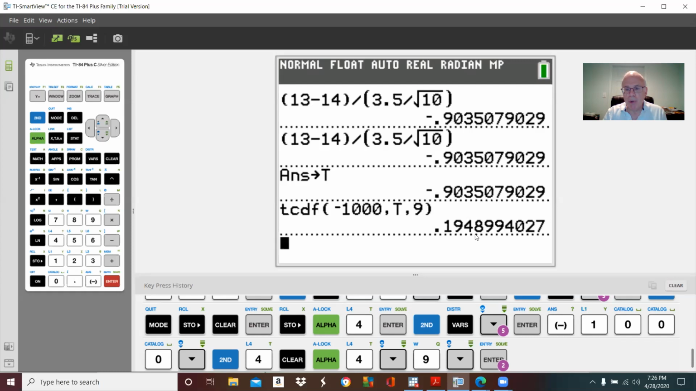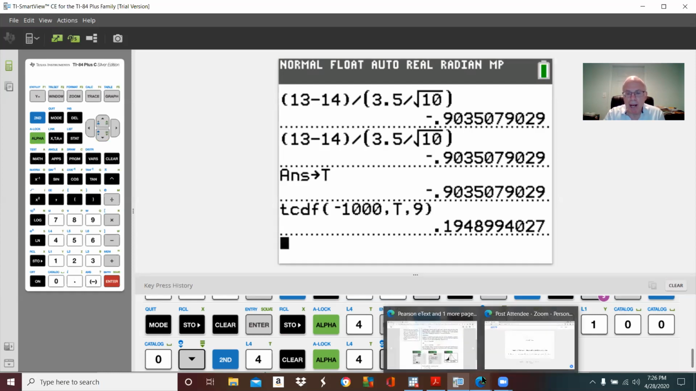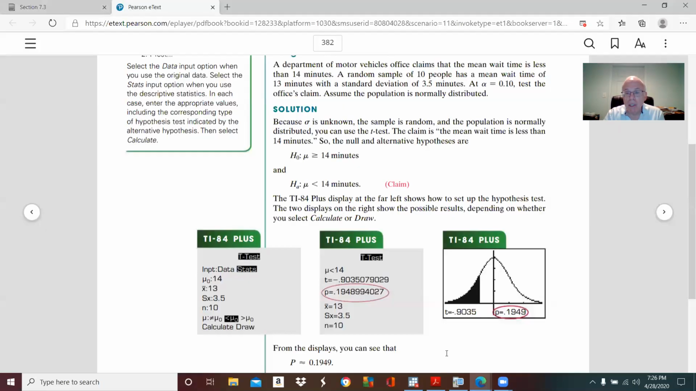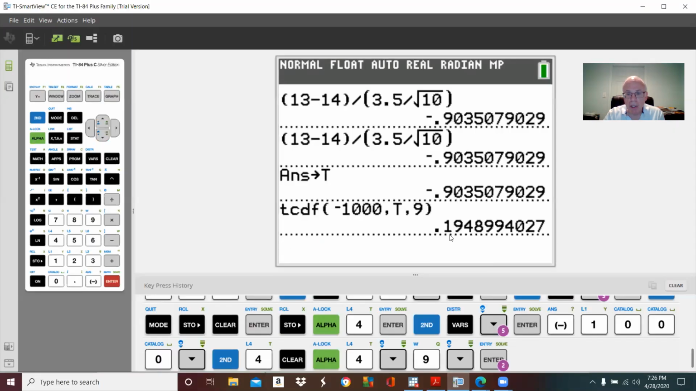It might make sense to round this to 3 decimal places. 0.195 is my p-value. So in case I asked you that question on the test, that's the answer. Actually, if you go back to the book, they rounded the p-value to 0.1949. All right, so that's what I got with my calculator here, 0.1949. So now I have my p-value. Now, what does the t-test say to do?